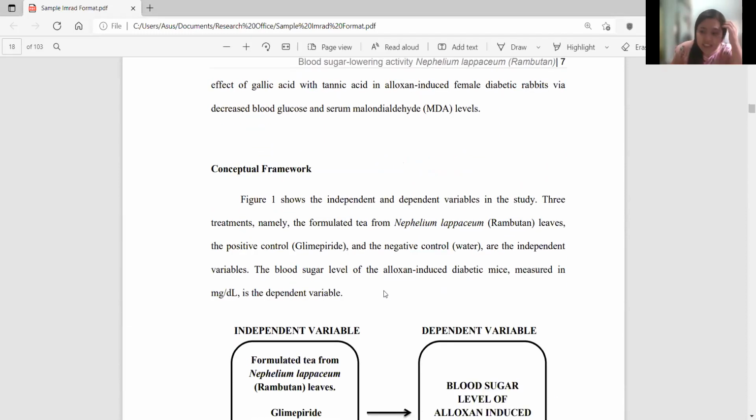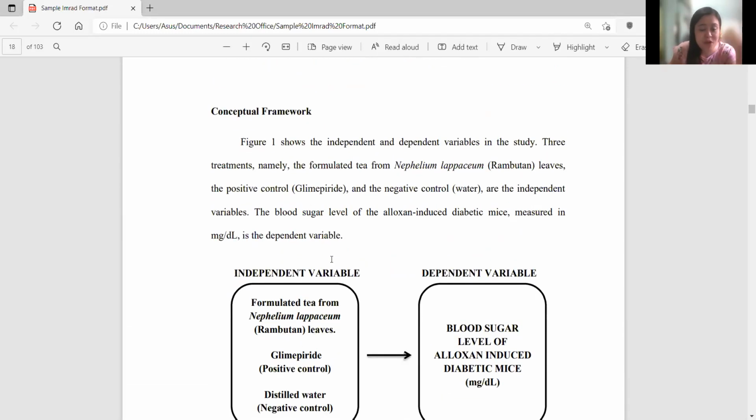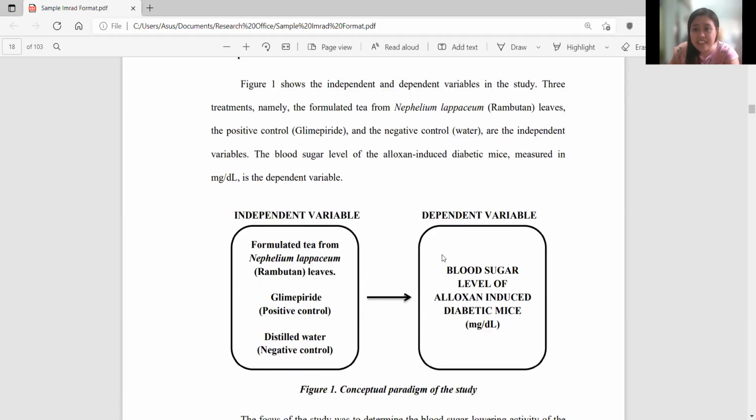And lastly, the conceptual framework always has the independent and the dependent variable with the diagram, with the figure and the explanation. Okay? I hope I have answered your question. Anything else before we end?